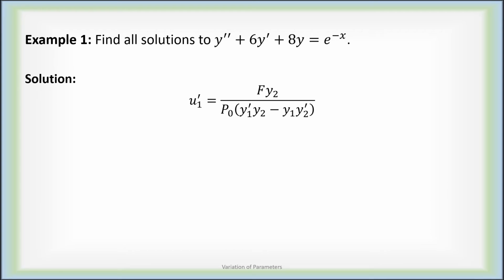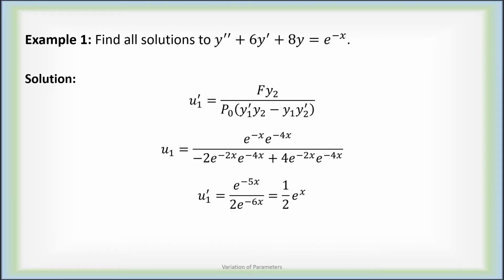So here is our expression. u1 prime is given by all of this. With our choice of which is y2 and which is y1 and all of the various derivatives, and p naught is 1 and capital F is e to the minus x, it all works out to be this. So we get e to the minus 5x in the numerator and 2e to the minus 6x in the denominator. Overall, 1/2 e to the x is u1 prime. Not actually very tough to integrate. u1 is 1/2 e to the x. Okay, so we found u1.